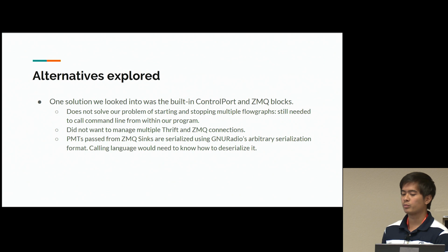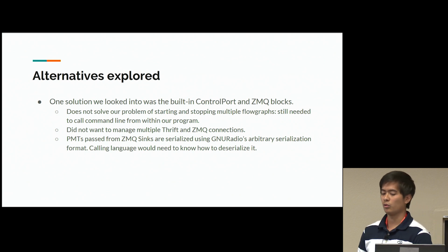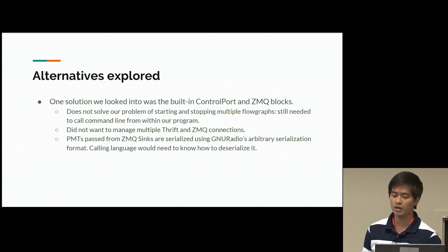One alternative we explored to do this was to use the built-in control port in ZMQ blocks. After all, why not just use something built into GNU Radio itself? But this had a few problems. First, it did not solve our problem of starting and stopping multiple flow graphs. So that's something extra we'd need to manage ourselves by probably calling a bash process, running the Python flow graph from software. We'd also need to manage multiple Thrift and ZMQ connections.